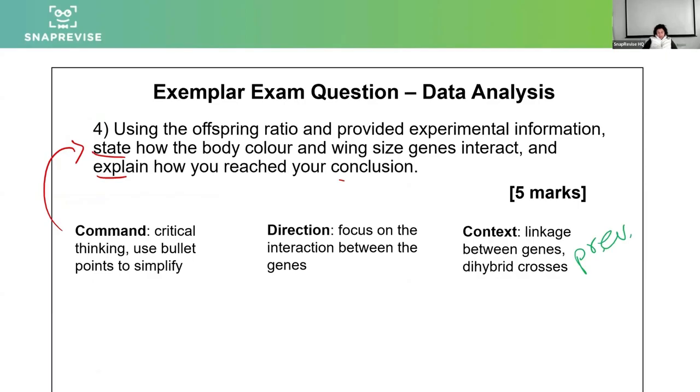What is my direction? What kind of genotypes am I going to talk about? How the body color and wing size genes interact. Take a minute to structure this question in your mind. So I'm only focusing on how they interact, right? There's no need to go and construct a Punnett square here. Don't feel that you have to do that.